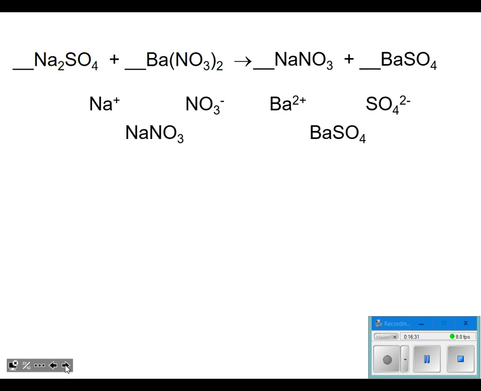After I do that, then I have to balance. Really, I have 2 NaNO3s here, so I have to have 2 over here, which means that I have to put that 2 there. That makes me have 2 sodiums. Well, I have 2 sodiums on this side, so I'm good to go.